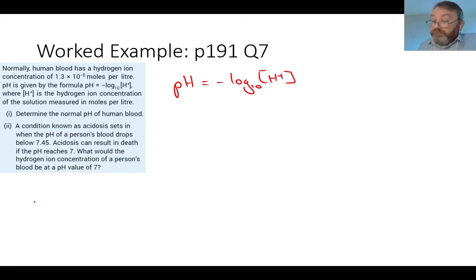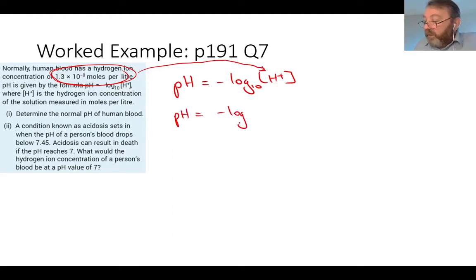So what are we told? Determine the normal pH of human blood. So what I need to do now, it tells me [H+] in square brackets is the hydrogen ion concentration. Well, they gave me the normal hydrogen ion concentration up here. So what I've got to do is stick that value in here. So pH equals minus log to the base 10 of 1.3 by 10 to the minus 8.